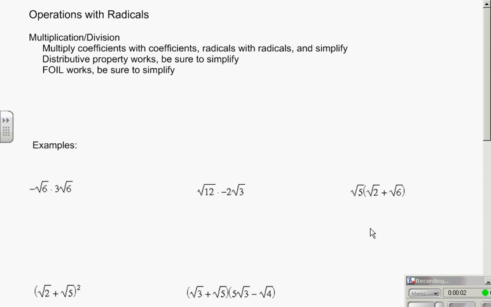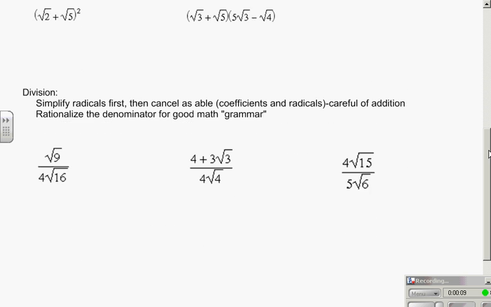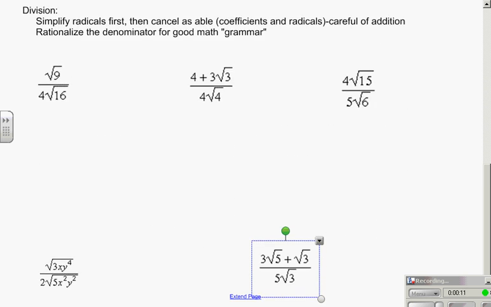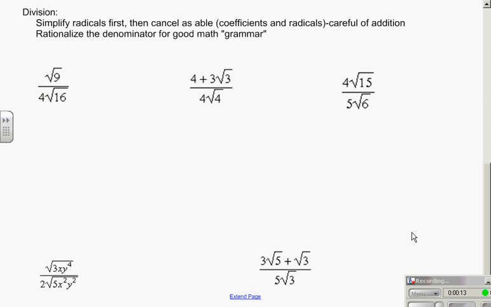All right, let's talk about the second half of our lesson about radicals. We've already talked about multiplying radicals. Now we need to talk about how to divide radicals. Now, dividing radicals is fairly simple.